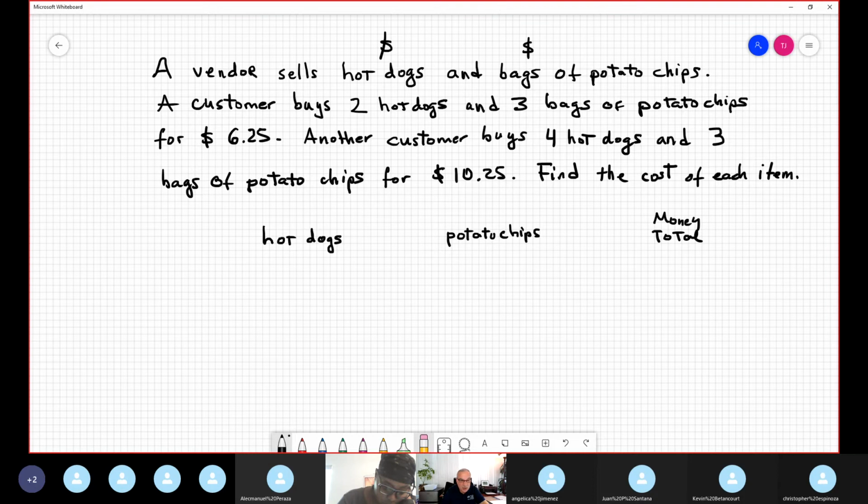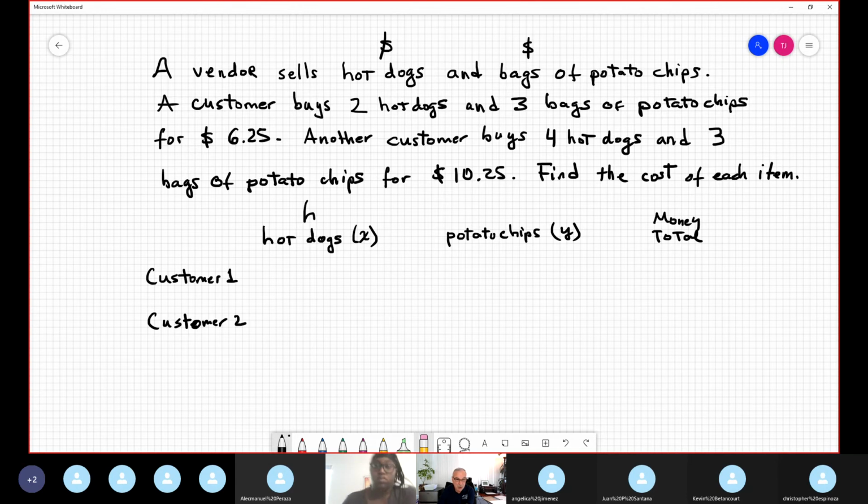And we have two situations, two conditions: customer one and customer two. I want to call the unit price of the hot dog x and the unit price of the potato chip y. X and Y are the classical variables we use in a system of equations. However, some people use H for hot dog, or D, and P for potato, and set up the equation using H and P. But let's use X and Y.